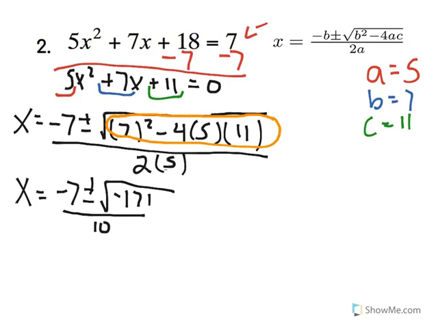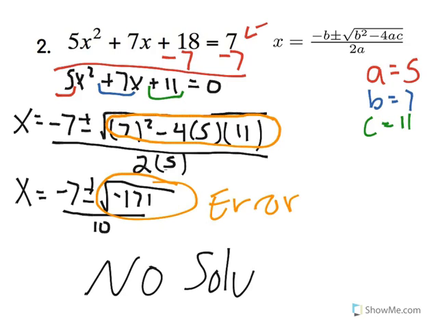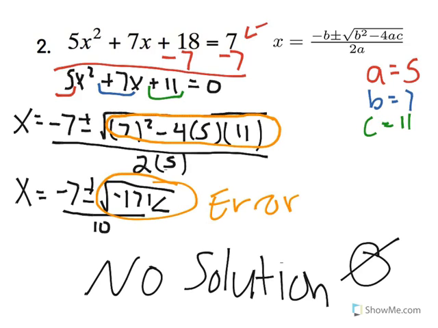Now if you try to take the square root of negative 171, if you put that into your calculator, it's going to come up and it's going to say error, because you can't take the square root of a negative number. So this is a case where there is no solution, or you can use your no solution symbol. Anytime you try to take the square root of a negative number, it's not going to work. You get an error, so it's no solution.